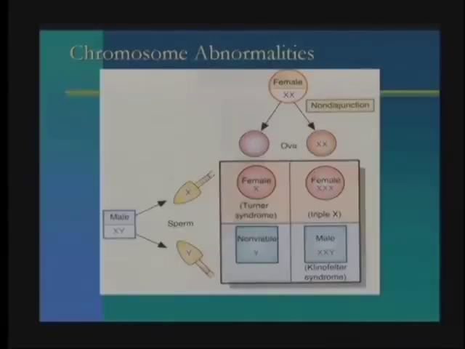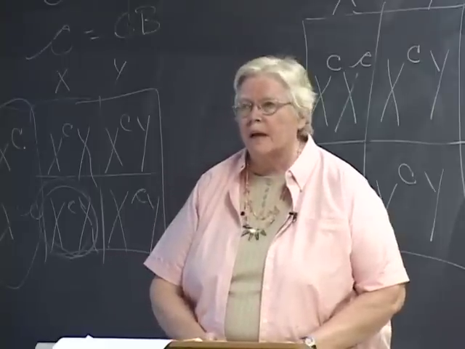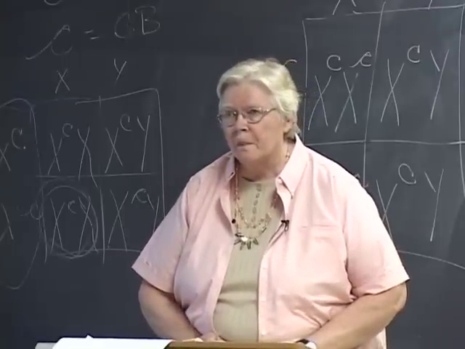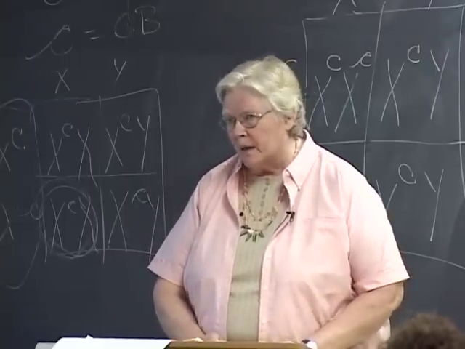Okay. And then we come down to the lower left, and if all you end up with is a Y, it's not viable. Okay, a Y has less genetic material than the X, and so that person is not going to develop. Any questions?